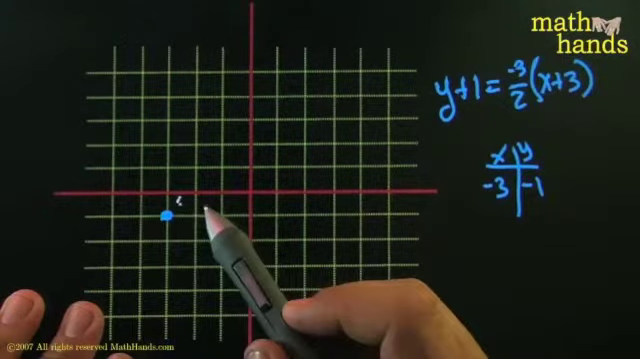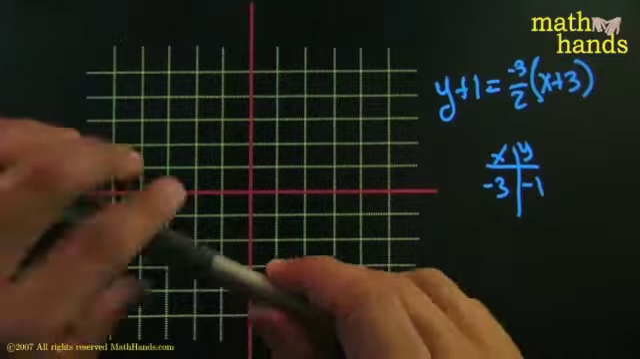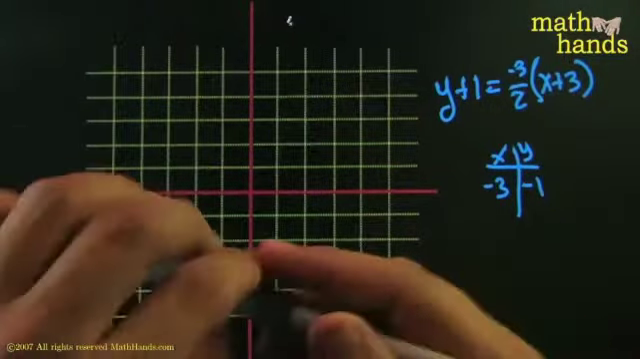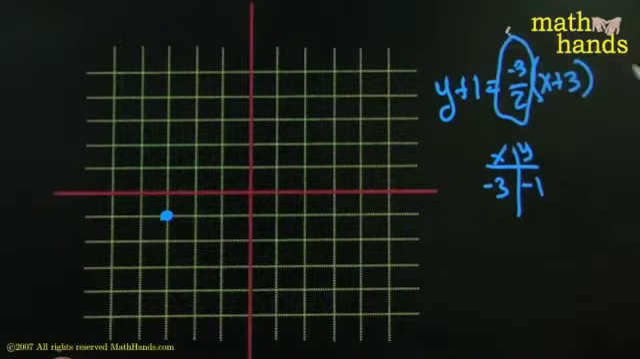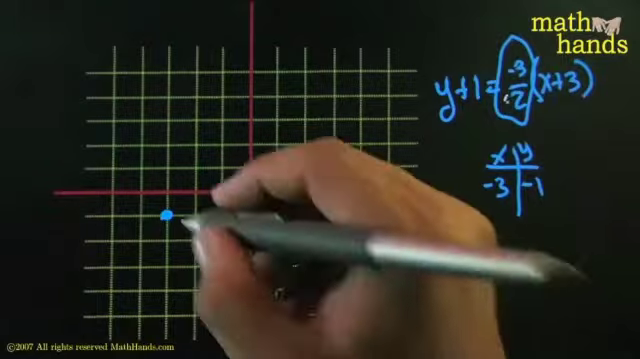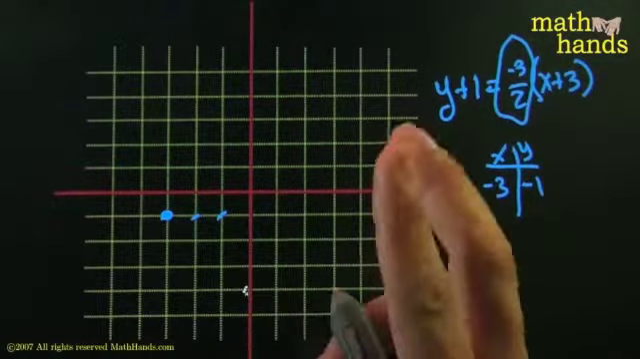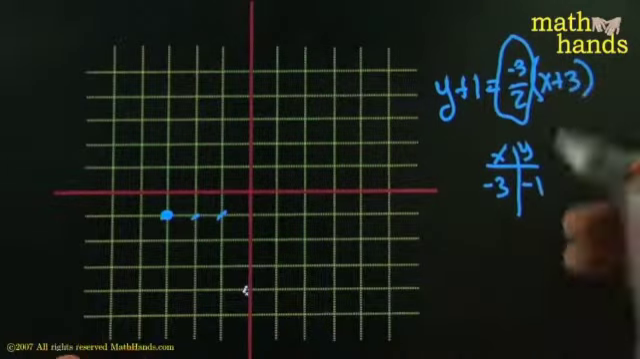There's a spot. Then you think to yourself, I know it goes through there, but I only wish I knew how steep it is. Well, we do know how steep it is. You got the slope right here. That tells you the steepness, the rise over the run. So I'm going to go ahead and run 2 units. Then you got to rise -3.